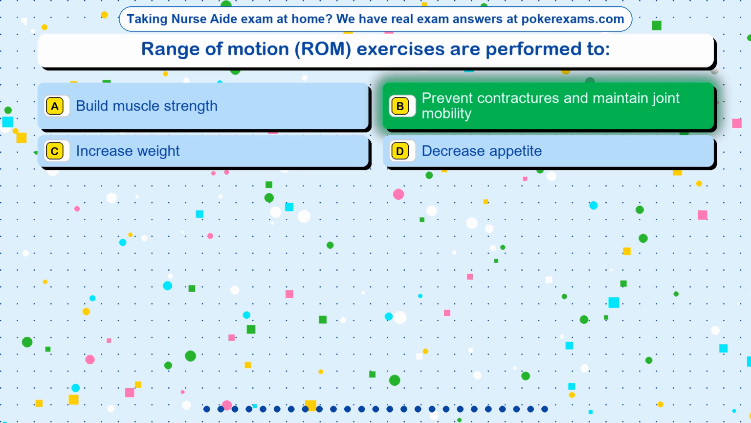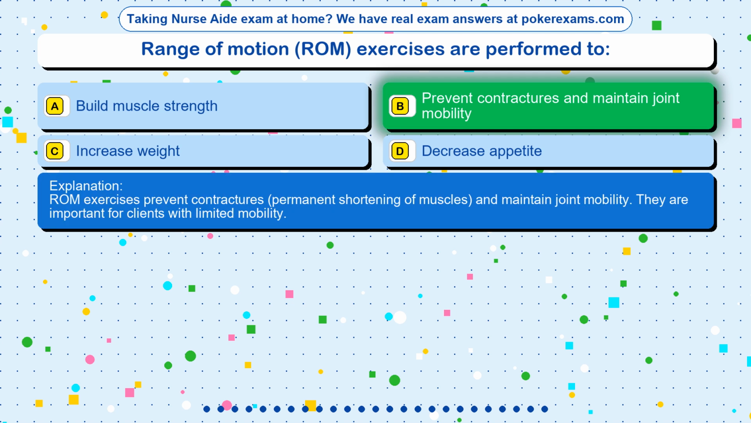The correct answer is option B, prevent contractures and maintain joint mobility. ROM exercises prevent contractures, permanent shortening of muscles, and maintain joint mobility. They are important for clients with limited mobility.